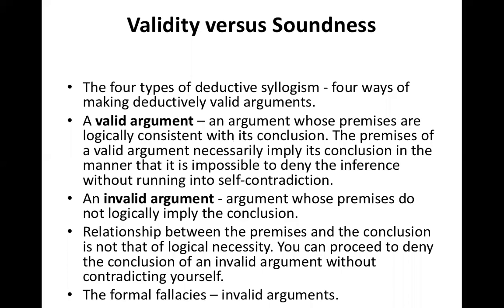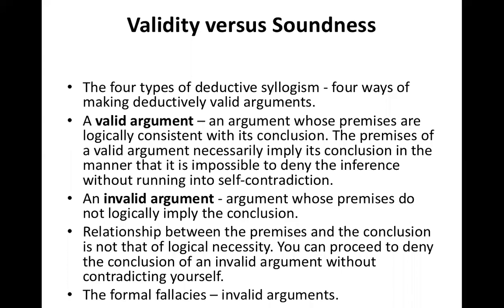So when someone makes an invalid deductive argument, such as an argument that denies the antecedent, Peter is not a Ghanaian, therefore Peter is not an African, you can deny that argument without contradicting yourself. That is why the argument is invalid. Any argument that can be attacked, any argument that can be opposed without contradiction, is invalid. So an argument that denies the antecedent is invalid.